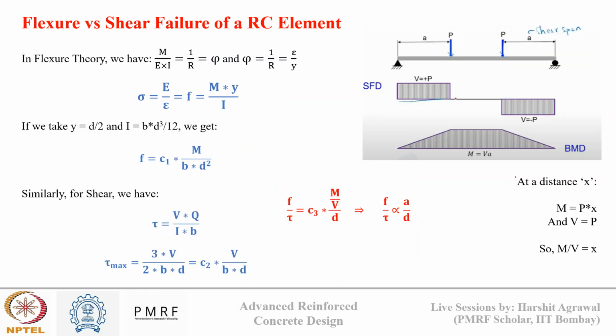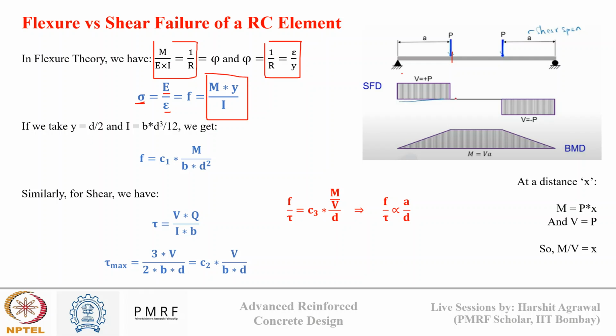Now, if we go back to the last part of the discussion, we know there are two theories. The flexure theory, which says M upon EI is equal to 1 by R, and 1 by R is equal to epsilon upon y. So, this is flexure theory. At a particular section, if I want to calculate the flexure stress, stress is equal to modulus of elasticity times epsilon. So stress will be equal to My by I, combining these two equations.